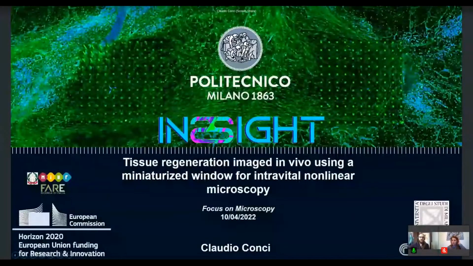Good afternoon, all. I am Claudio Conci, a biomedical engineer from Politecnico di Milano, and today I'm going to talk about something a little different. So it's quite a new method or a new device to image the in vivo fibrotic reaction.